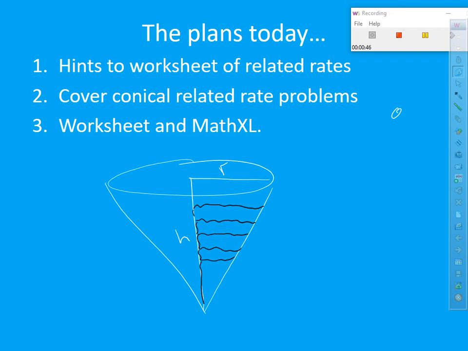The key thing today on solving these cone problems, though, is that we always have to find a relationship between the radius and the height. I've got 3 examples coming your way, so you'll see what I'm talking about there.